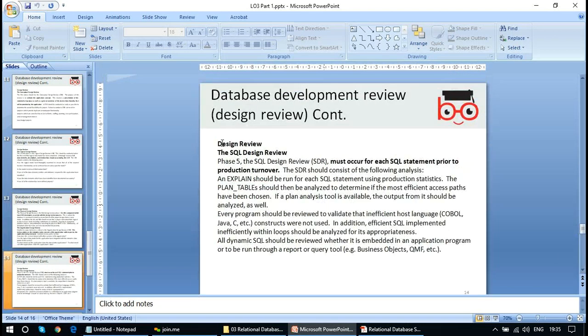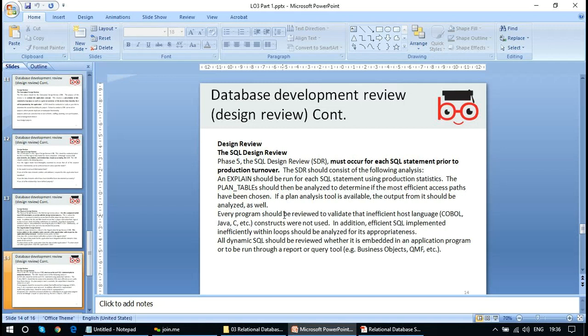Then SQL design review. SQL, structured query language, is responsible for interacting with the database and must occur for each SQL statement prior to production turnover. The SQL design review should consist of the following. An explain should be run for the SQL statement using production statistics. The plan table should be analyzed to determine if the most efficient access paths have been chosen.